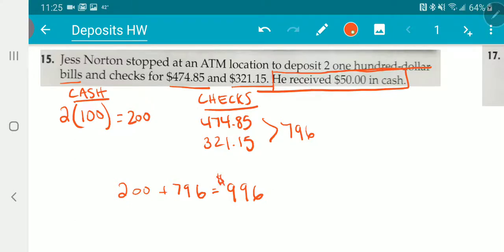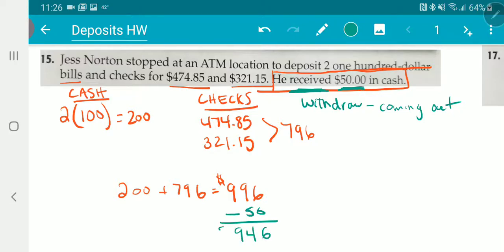But we're not done there, because this is a big concept right here. If you receive cash, or another word for that would be withdrawal, if you withdraw $50 in cash, that means that money's not going into your account. It's coming out. So my account's not going to go up by that full $996. I would have to subtract $50 from it, which would mean my total deposit comes down to $946. So that would be my final answer there.